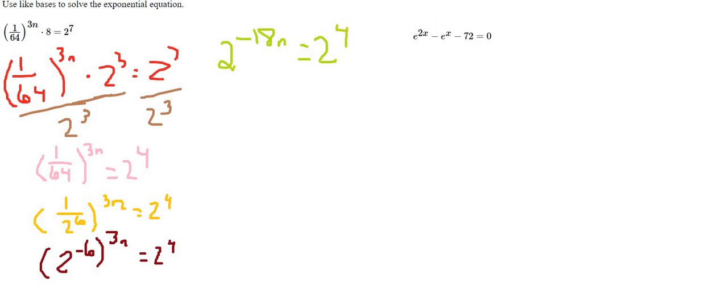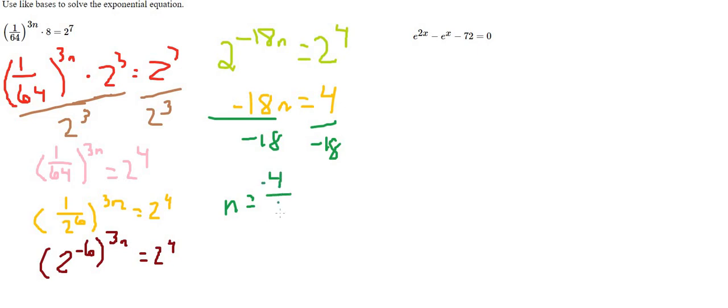And we know both of the bases are now 2, so we can just write negative 18n equals 4, and then solve that. So by dividing both sides by negative 18, that's going to give us n equals negative 4/18, which does simplify down to negative 2/9 as the exact answer.